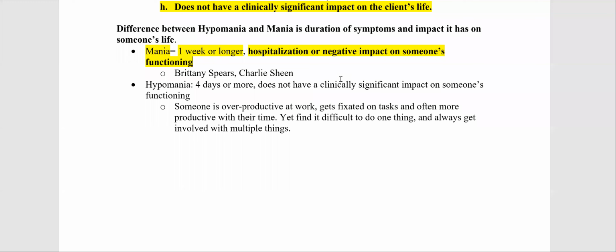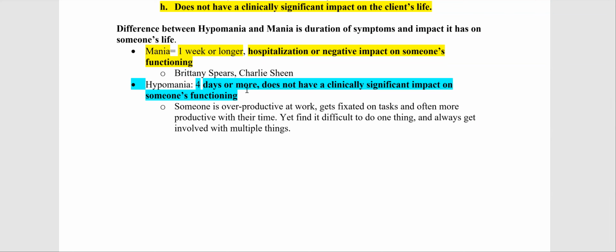Charlie Sheen, when he said he was having tiger's blood and doing a whole bunch of drugs, cocaine, and just had whole manic type episodes. And then on the other side of the coin, hypomania, bipolar 2, 2 plus 2 is 4, 4 days or longer, and it does not have a clinically significant impact on someone's life.